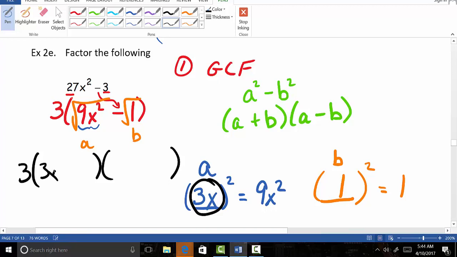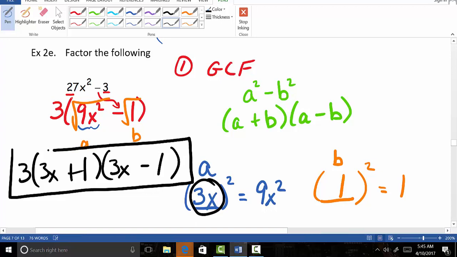It's just 3x plus our b, which is 1, and then our a, which is 3x, and then minus the b, minus 1. A lot of students will just think, oh, as long as I find out the a and the b, I know one's positive, one's negative, and then they're done. So then this would be the most factored we can get. Again, that is example 2E from our 4.3, 4.4 set of notes.